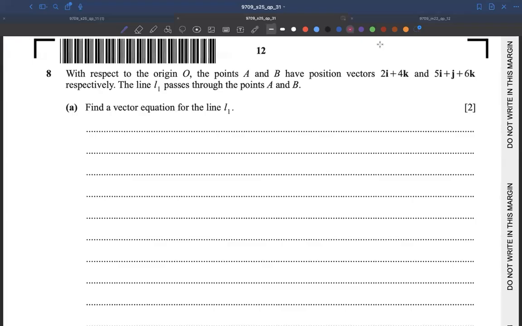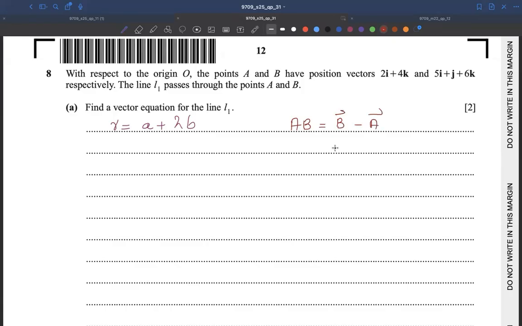In question number 8, we have the position vectors of A and B. Line L1 passes through the points A and B, and we have to find the vector equation for the line L1. So in the first step, what we should know is that the vector equation of the line L1 is A plus lambda B, where A is the point on the line and B is the direction vector, and lambda being the constant. So to find the direction vector of the line, we'll find AB, which can be written as B minus A, or OB minus OA, that's the same thing.